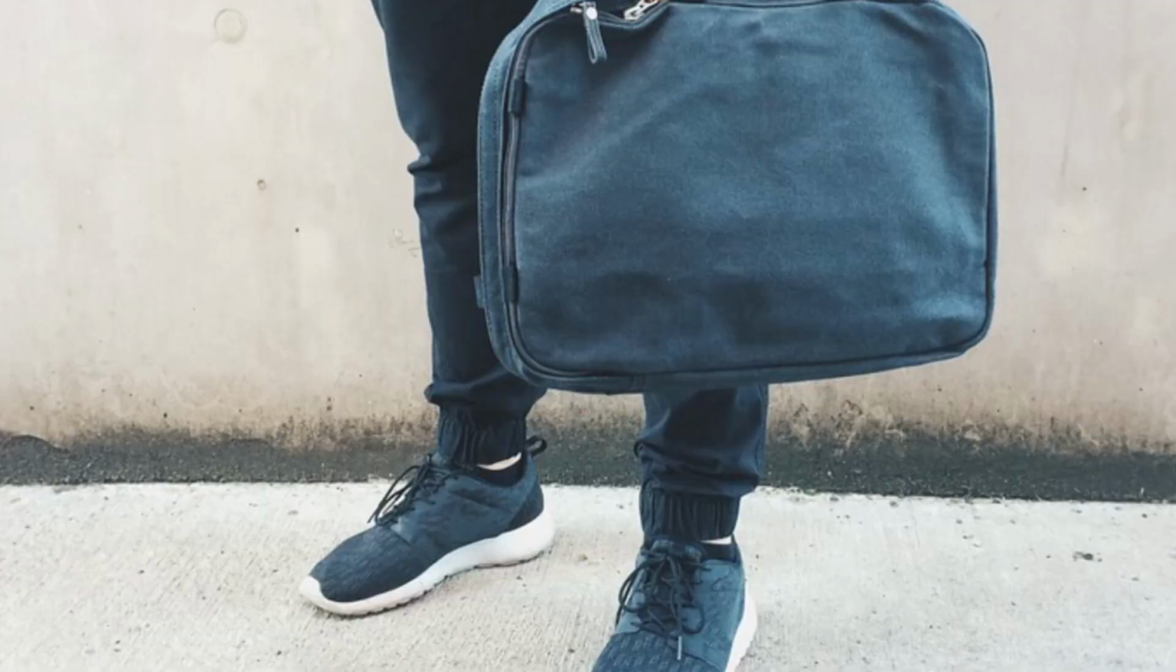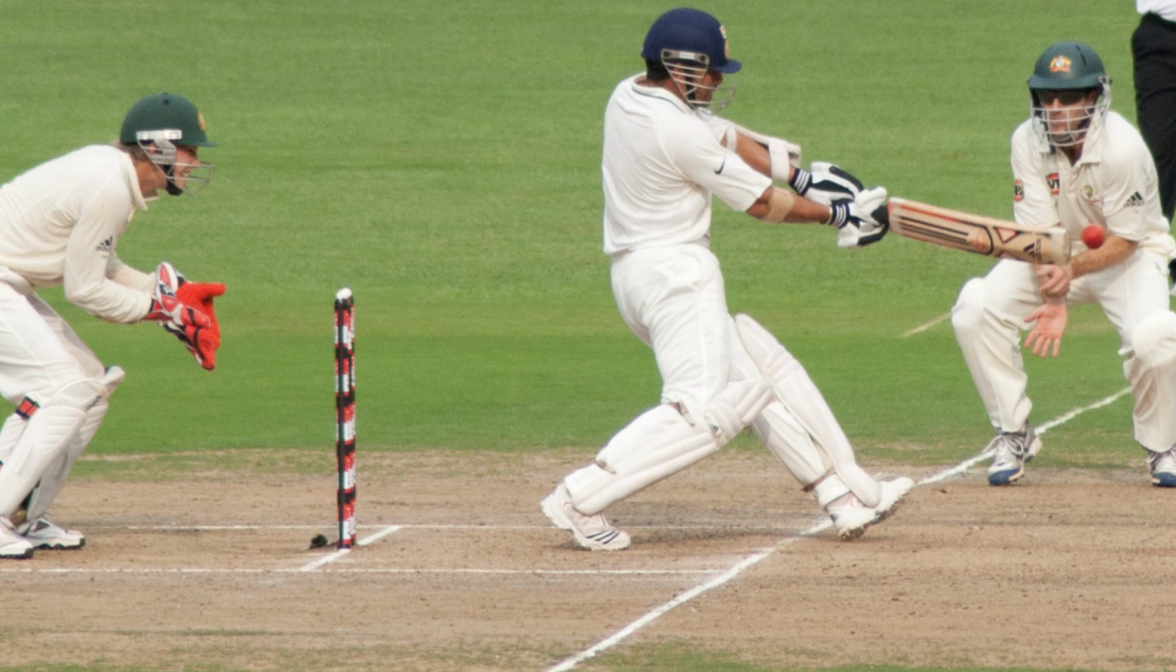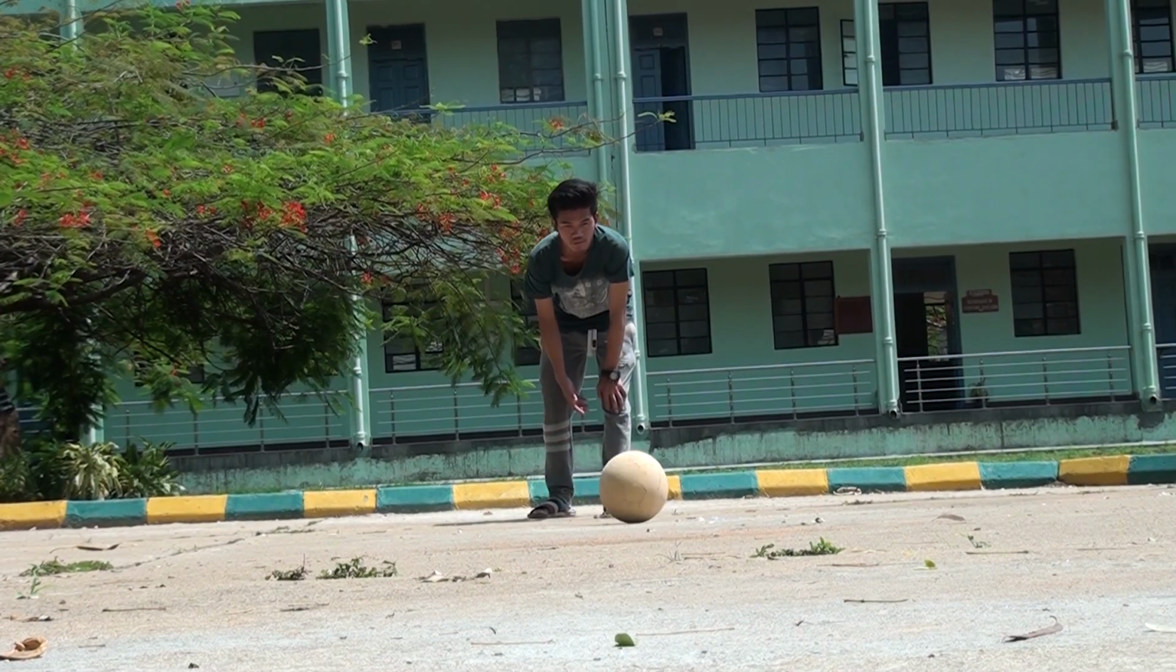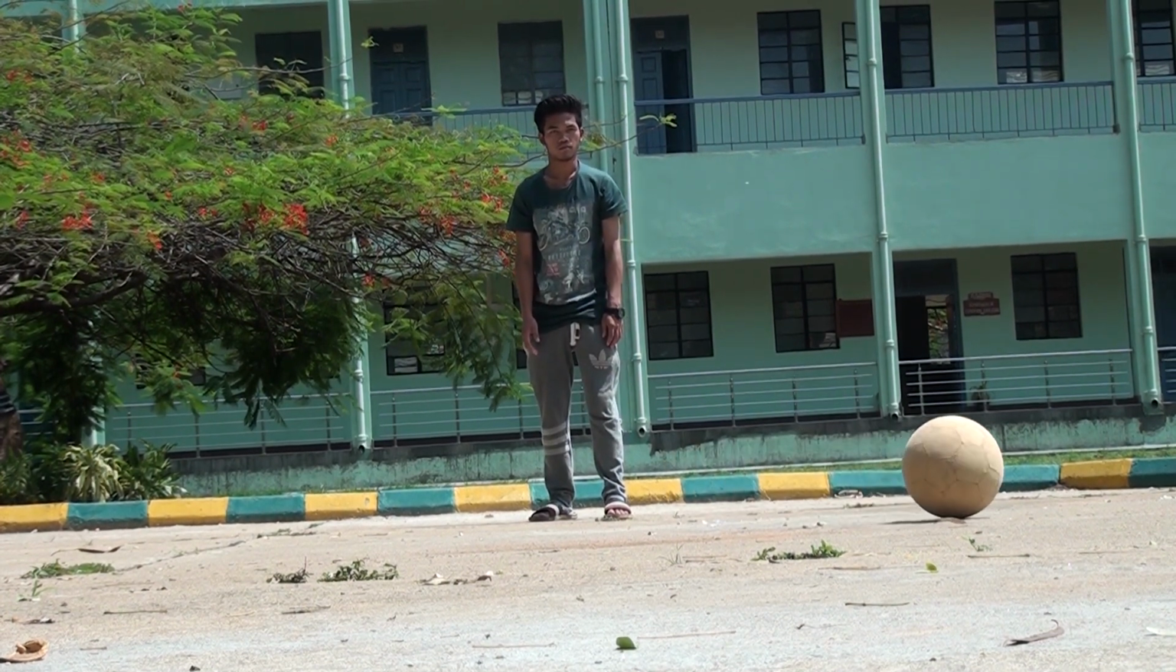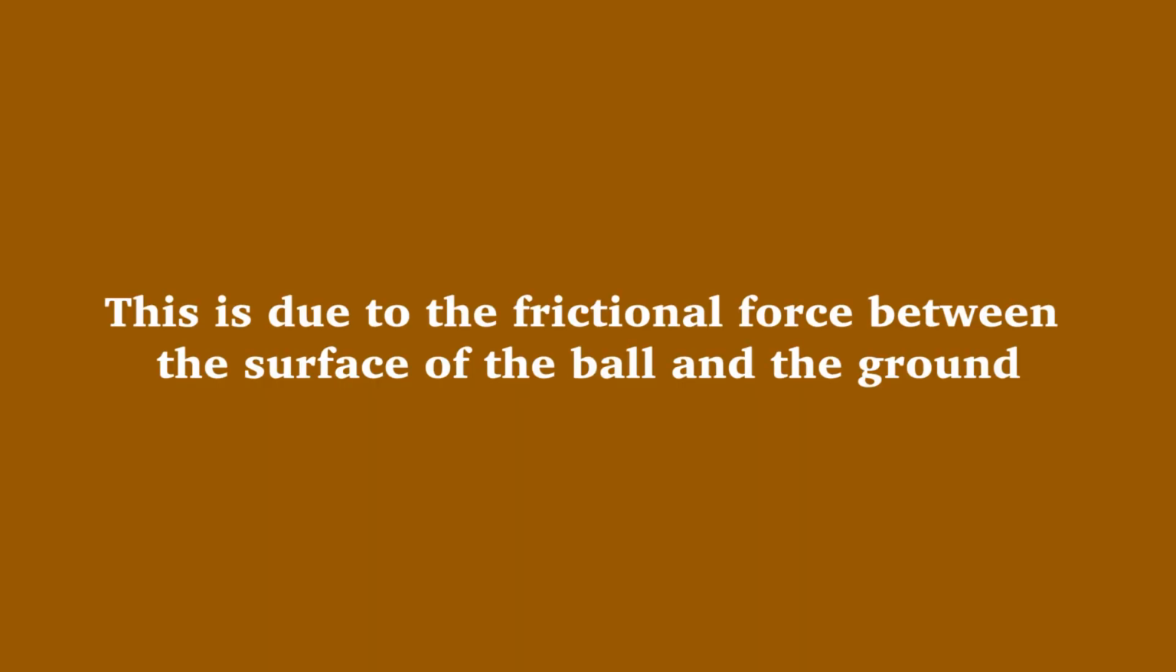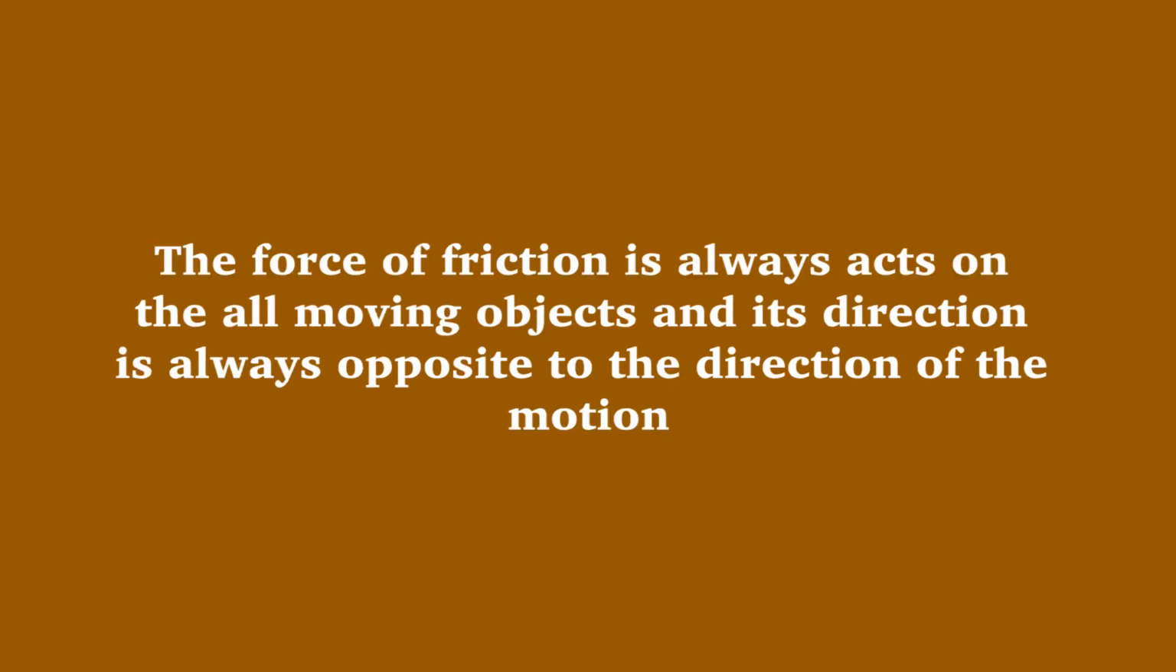Other examples of contact forces are lifting luggage by a porter and hitting of the ball by the player in a cricket match. Similarly, a ball rolling along the ground gradually slows down and finally comes to rest. In this case, the speed of the ball gradually decreases. This is due to the frictional force between the surface of the ball and the ground. The force of friction always acts on all moving objects and its direction is always opposite to the direction of the motion. So frictional force is also an example of a contact force.